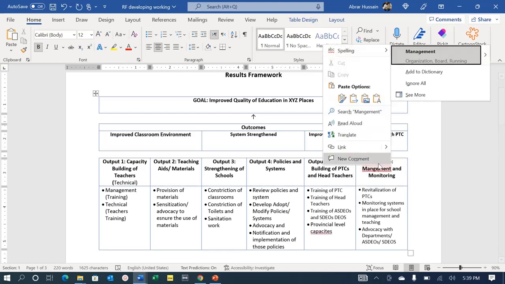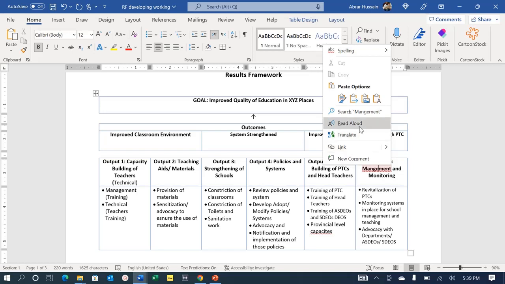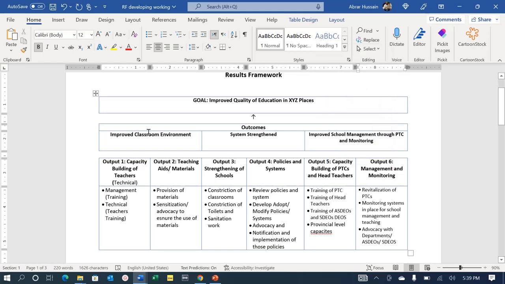So for management, you have to ensure all these different types of outputs. So these are the three outcomes, and for them, you have capacity building of teachers, teaching aids or materials. This is another output, and then you have strengthening of schools, policies and systems, and then for school management you have to. So these are the basic outputs. These are the outcomes. This is the goal.